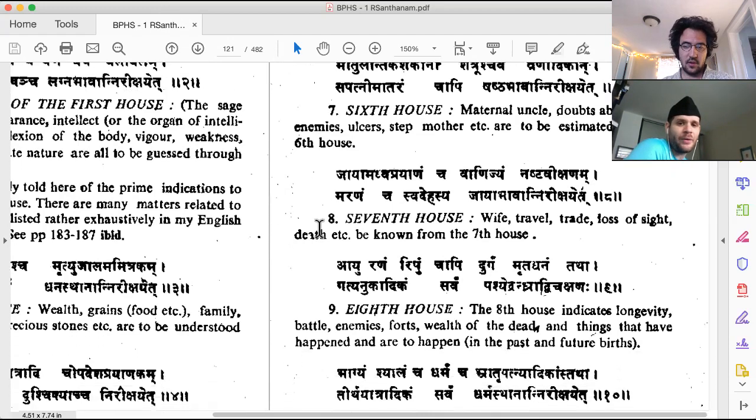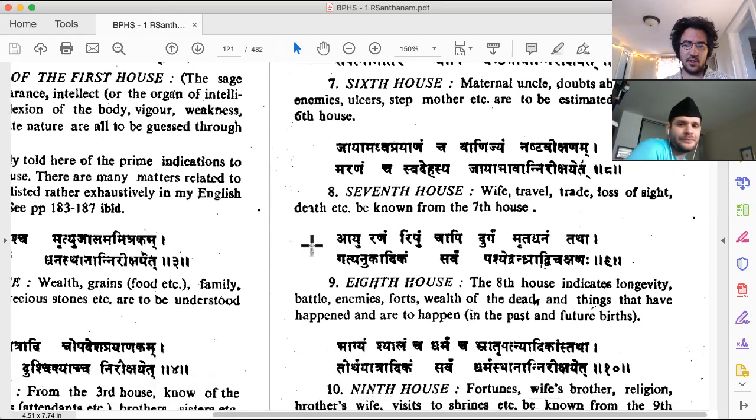Do you want to read that one? Sure. Wife, travel, trade, loss of sight, death to be known from the 7th. Loss of sight is actually a pretty common one because it's opposite the ascendant, and that works pretty well, I think. Wife, yeah, no brainer.